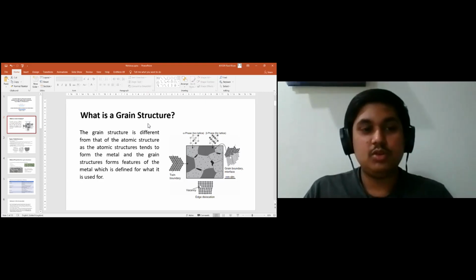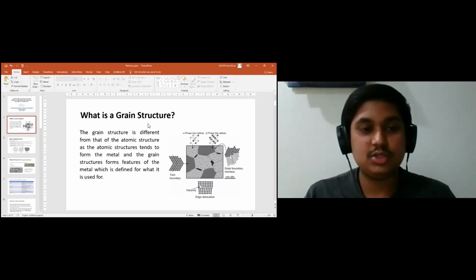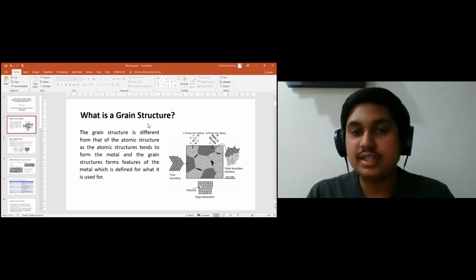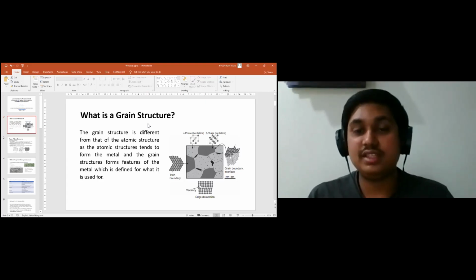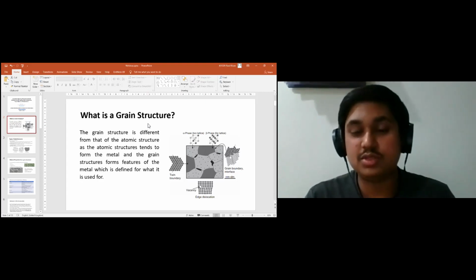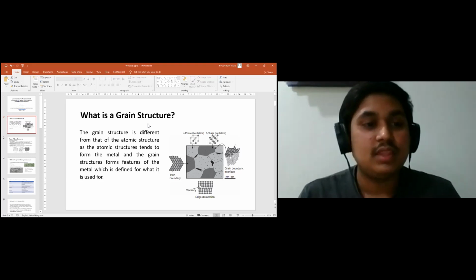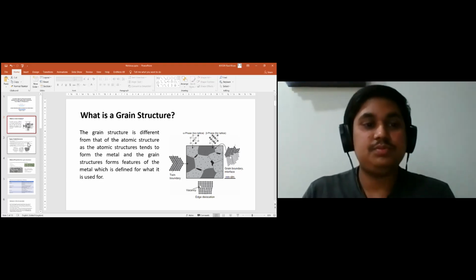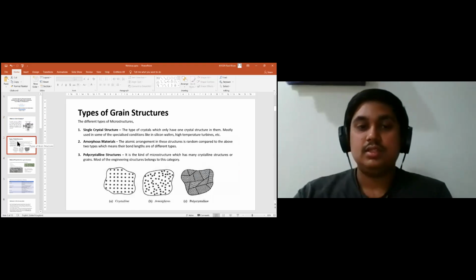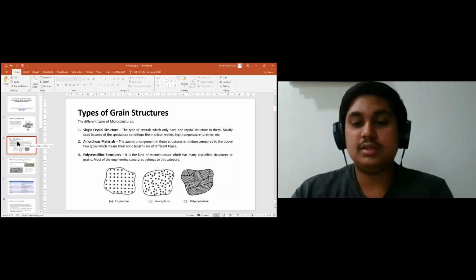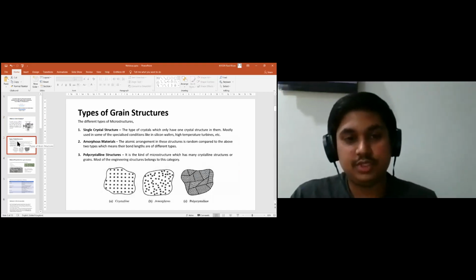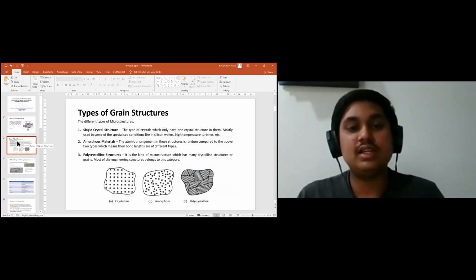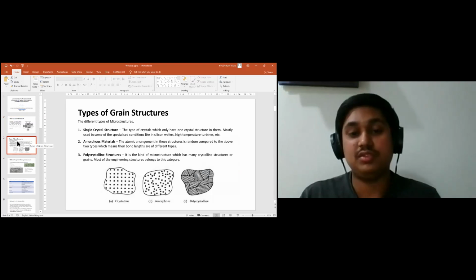So I'm going to go a little bit basic in the beginning, so that we could understand why these grain structures are important. Then we could talk about how it is affecting the economizers, which are highly used in thermal power plants. The grain structures are generally differentiated into three types, which are single crystal structures, polycrystalline, and amorphous.